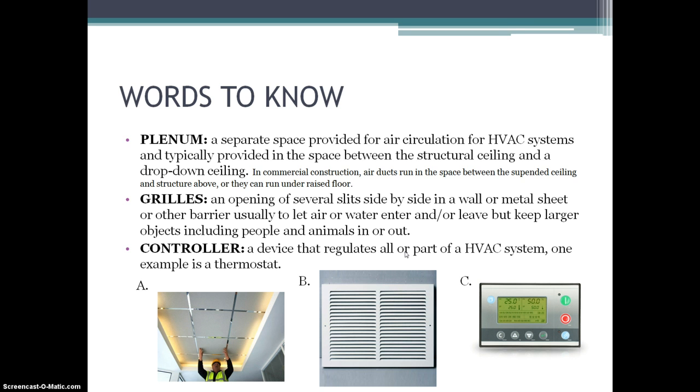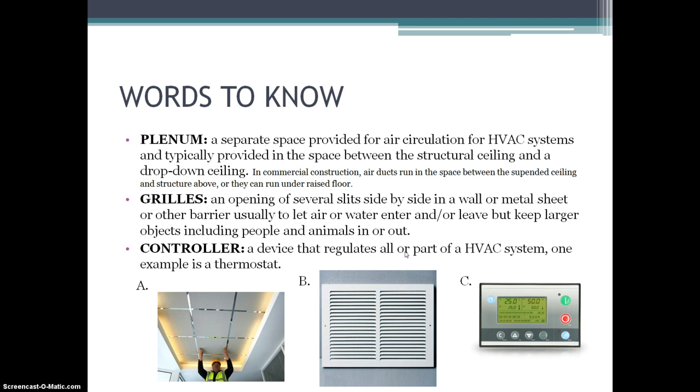Plenum is a separate space provided for air circulation for HVAC systems and typically provided in the space between the structural ceiling and a drop-down ceiling. Now, you can see it in picture A. We talked about this in Sister Harris's class first semester. It is the space between the roof and the ceiling tiles. So if you, like the guy in the picture, pop open the ceiling tile, you will get to the plenum. Also, they can be underneath a raised floor.